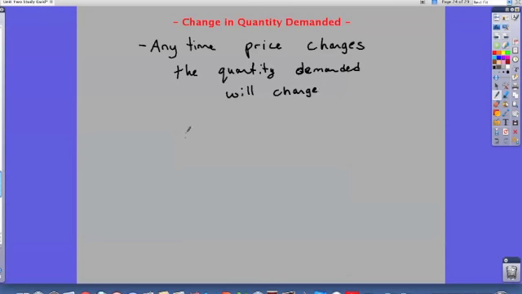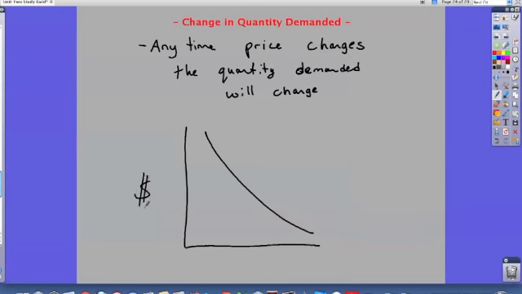Okay, change in quantity demanded. Anytime price changes at all, you will see quantity demanded change. You see I've got my demand curve here. Remember, this deals with price changing, nothing else. So we're not going to have a new curve. Remember we talked about the curve shifting, but the curve's not going to shift here. This is just going to be a change in the point.